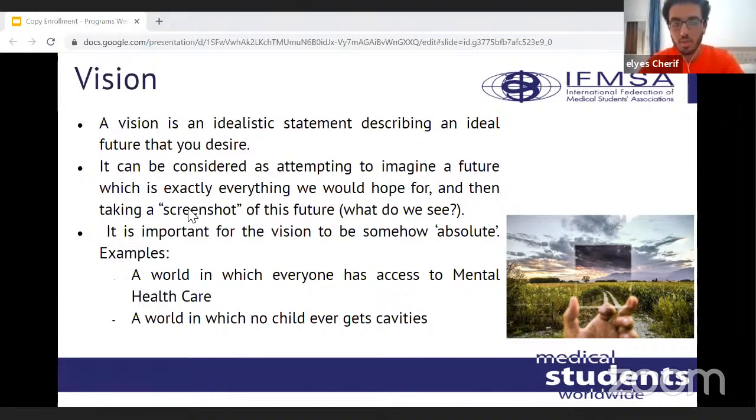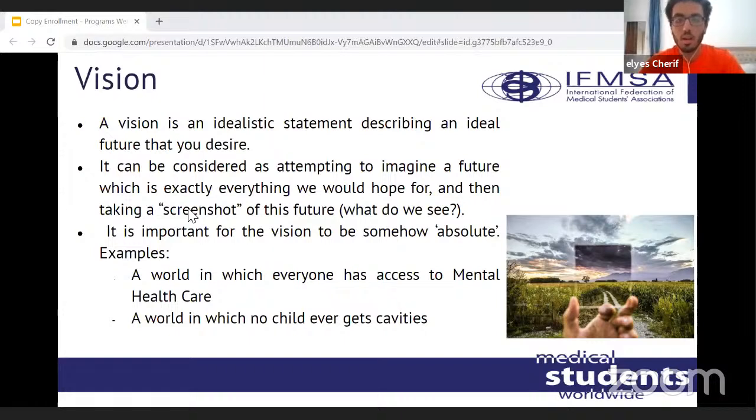It is important for the vision to be somehow absolute. What do I mean by that? Like you can see in this example, we can say a world in which everyone has access to mental health care, or a world in which no child ever gets cavities. Why do we use the words "a world in which"? Because it is simple and it shows us what the future is leading us to.